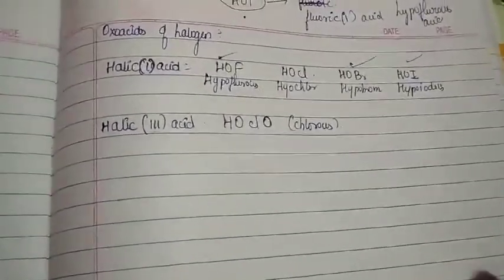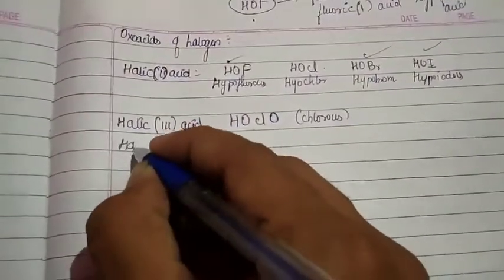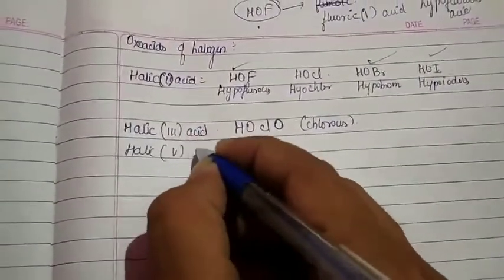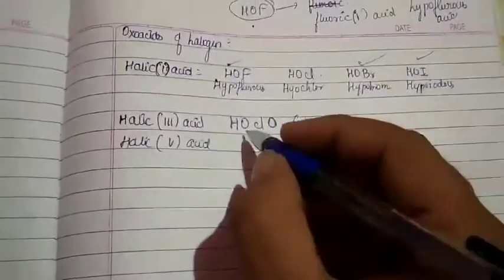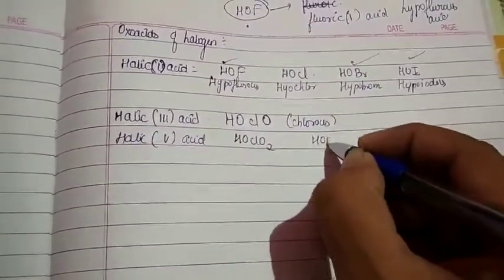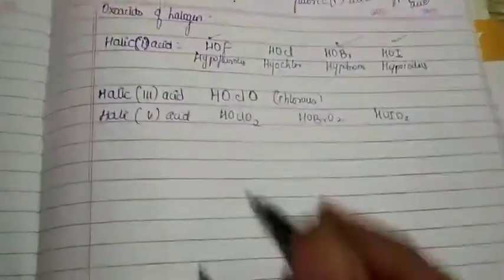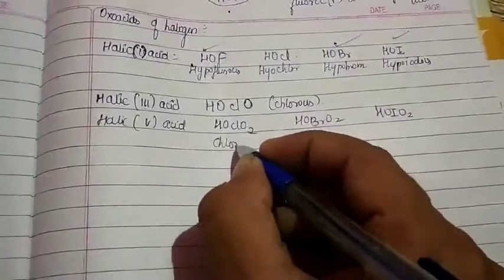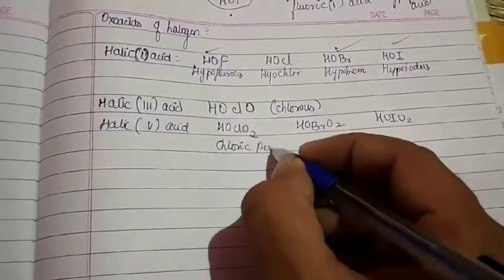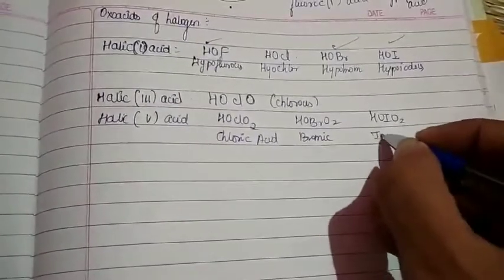Then the remaining ones, except fluorine, all exist. That is the halic 5 acid. In halic 5 acid you have HOClO2, HOBrO2, and HOIO2, which are called chloric acid, bromic acid, and iodic acid.